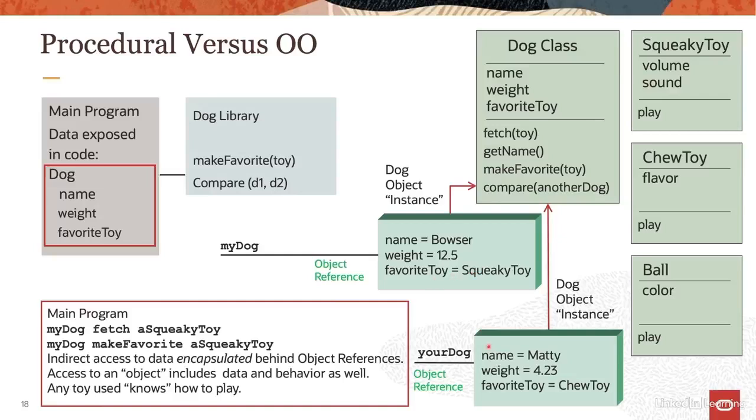We see here that maybe later in the program we have another object called your dog, which again is a dog object and would have a name of Maddie, a weight, and a favorite toy, which might be a chew toy. Also notice that there are different classes for the squeaky toy, chew toy, and ball. Squeaky toy would have data like volume and sound and behavior of play. Chew toy would have a flavor as a type of data and play as a behavior, and ball would have a color and play. So notice that any toy that we use would know how to play even if the behavior of playing is different.